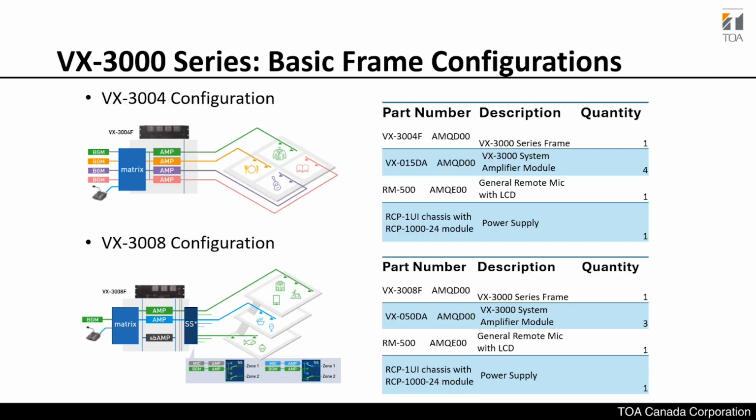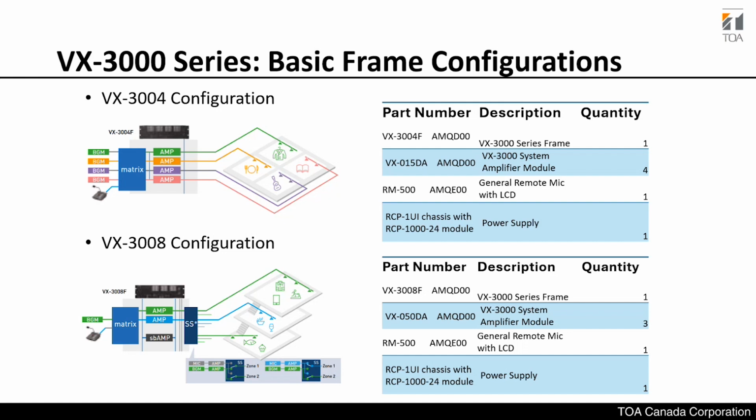So what's the difference between the frames? This graphic over here really shows the difference between each one. The VX3004 has four individual amplifiers feeding individual zones, so you can feed independent BGM sources to it, different from each other, and then you can page to the individual zones using the microphone.